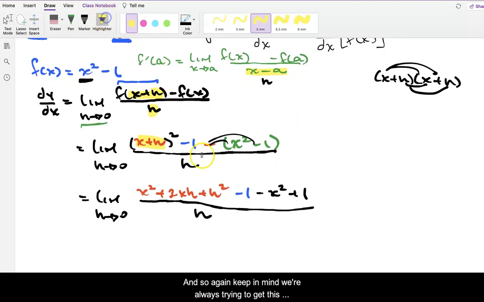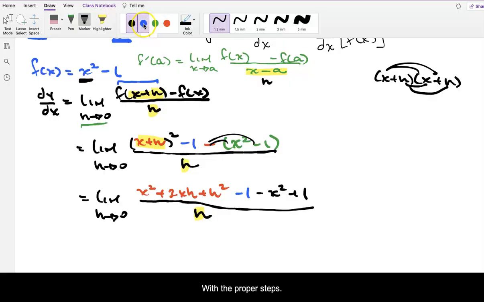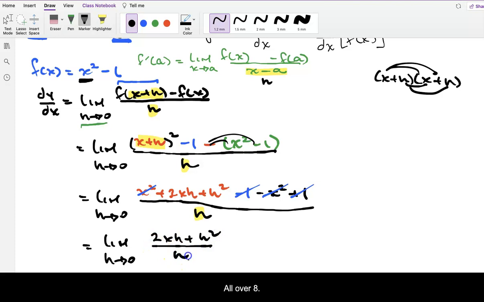And so again, keep in mind, we're always trying to get this h to cancel, but you have to do it with the proper steps. So this is nice, this and this is going to cancel. This and this is going to cancel. And so when you rewrite this, you're going to have the limit as h approaches 0 of 2xh plus h squared all over h.